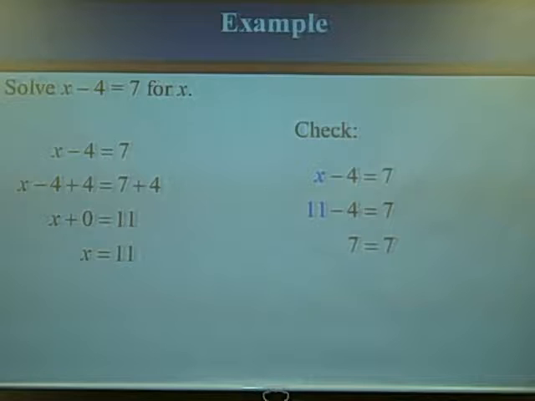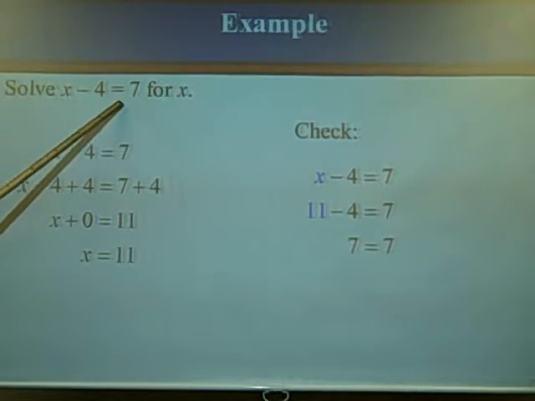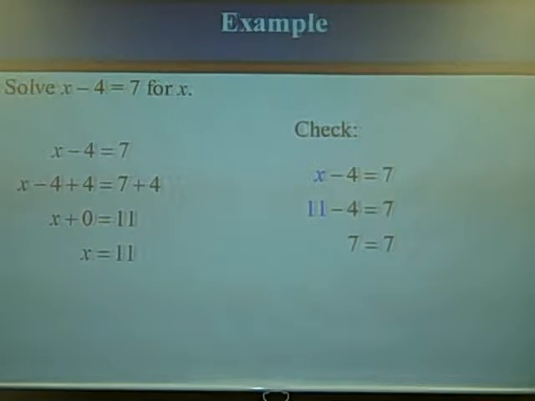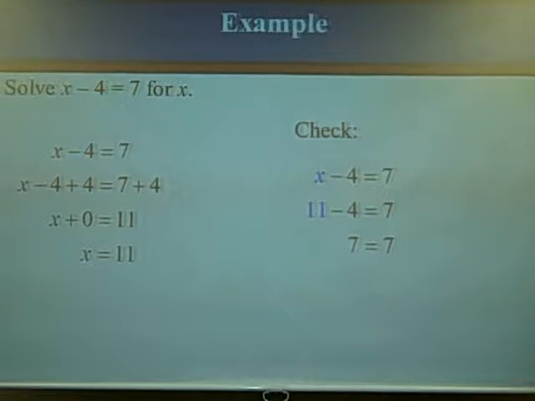But, okay. Solve for x. Here we have x minus 4 equals 7. Alright, so let's look at these problems here. And I like to work through them so you can see how they work as we go along with these.